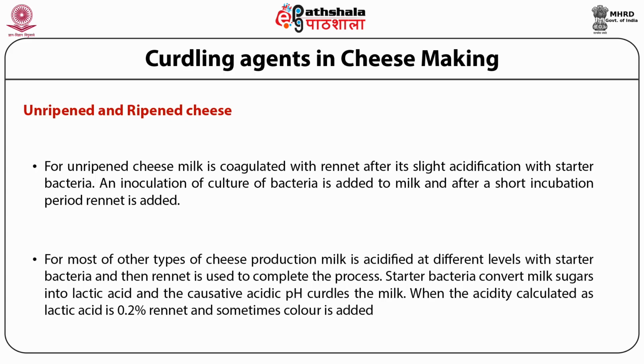And for most of the hard cheeses, acidification at different levels with starter bacteria and rennet is completed. Starter bacteria convert milk sugar into lactic acid, and the resulting pH curdles the milk. When the acidity calculated as lactic acid is 0.2%, rennet is added. Sometimes color is also added at this stage to give cheese a typical color.